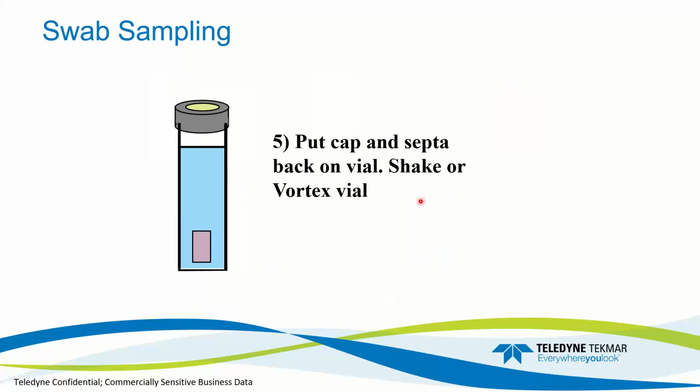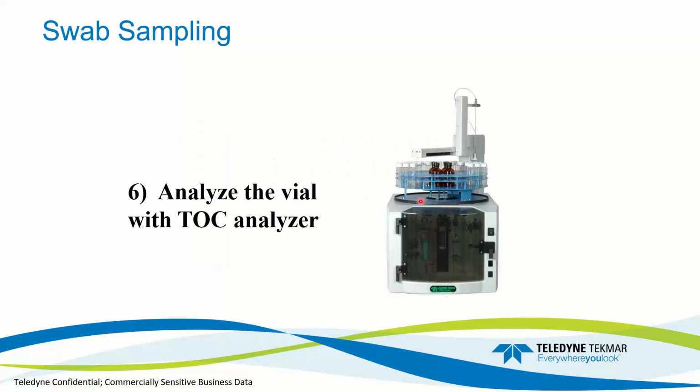Then from there, we have a 40 milliliter vial. We cut the swab tip off, place it in the vial with ultra pure water, and shake or vortex. That's going to release the carbon from that swab into the liquid sample, or the liquid diluent itself. Then we put that vial into the Fusion TOC analyzer, run the system, and analyze that vial.